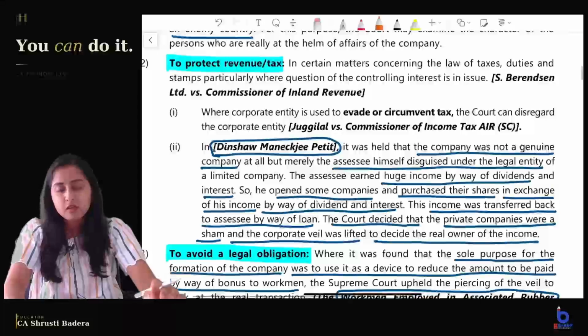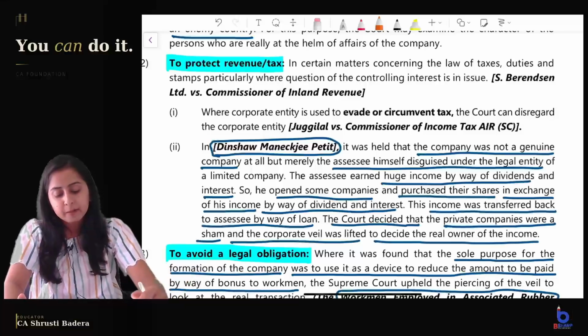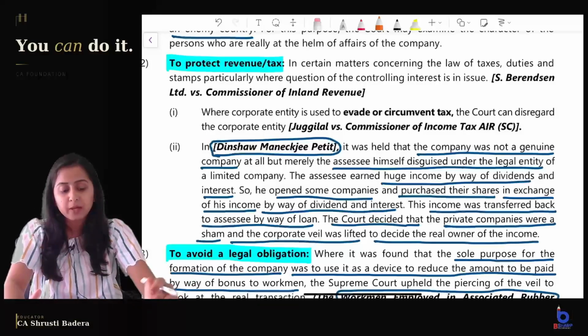Then the case where the company was incorporated to evade tax. They will give all the facts which are similar to the Dinshaw Maneckji Petit case law, and they will ask whether the court will disregard the corporate status, right? So what was the case law of Dinshaw Maneckji Petit? A company was formed and he transferred all his dividend income. We are going to discuss it in a very short manner.